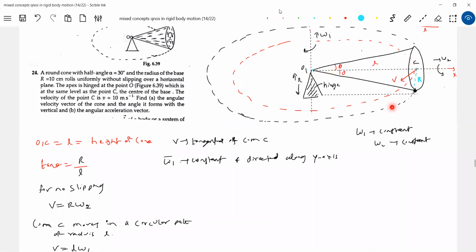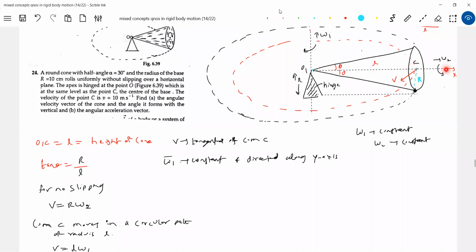Will be like this, will be like this. Do you all agree? Omega 2, what happens? Shall I say omega 2 vector is rotating. Omega 2 magnitude is constant because v equals r omega 2, v constant, r constant, pure rolling. But omega 2 direction, what happened?